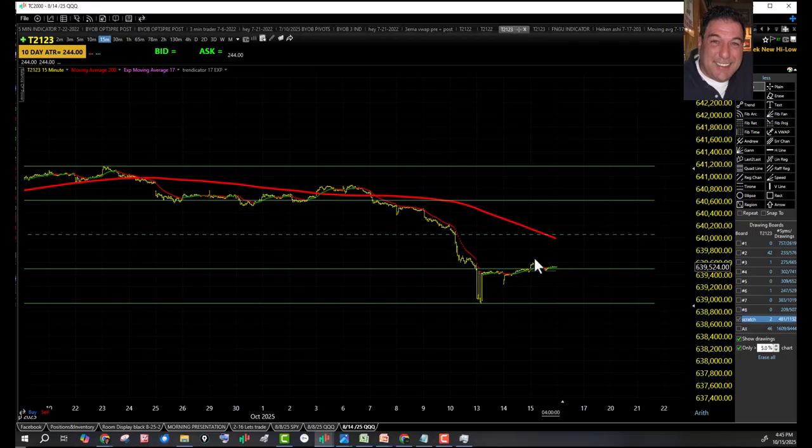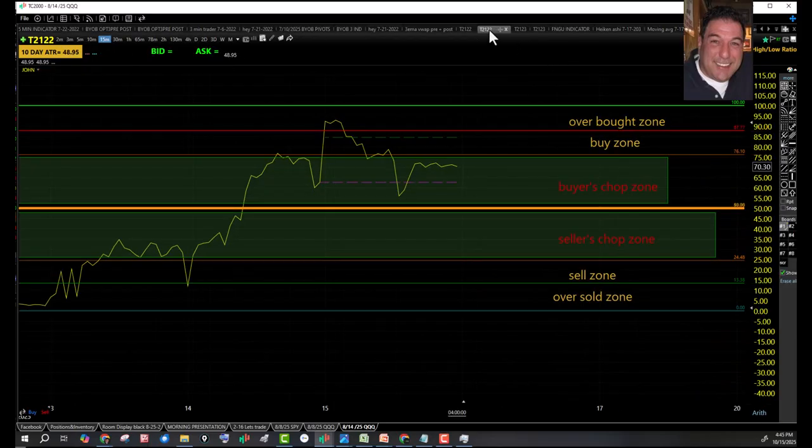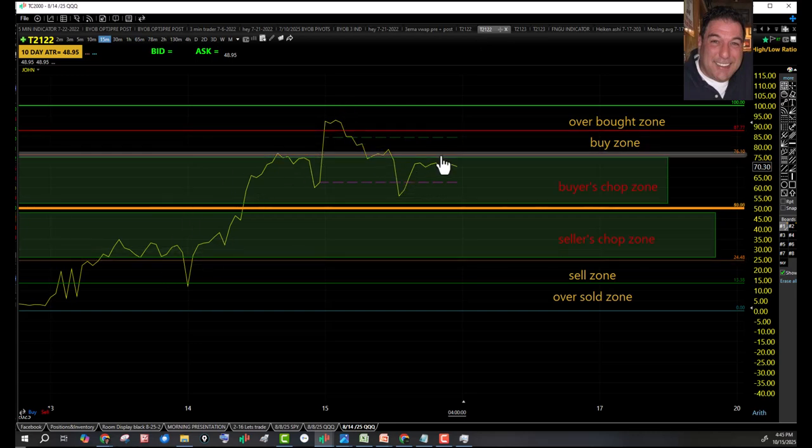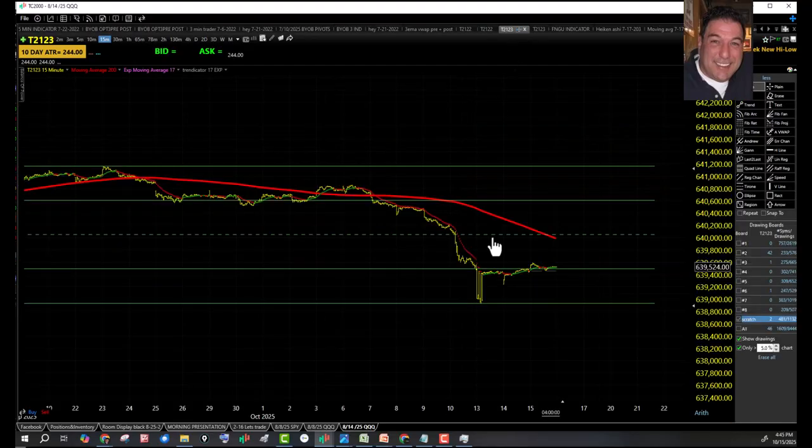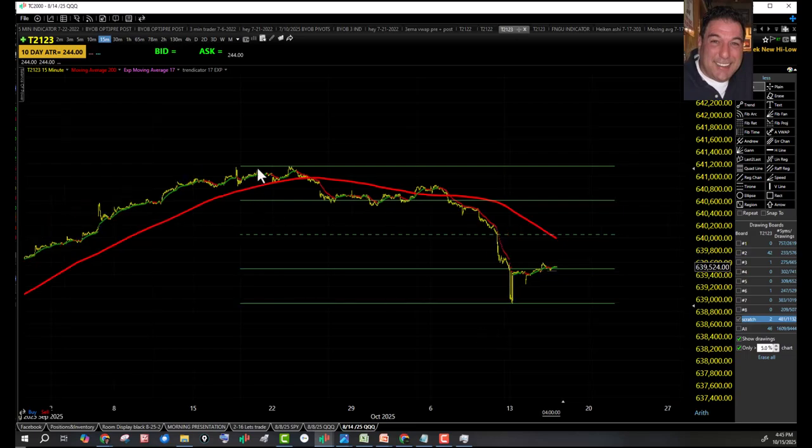This is bearish, okay, but yet we go back to T2122. This is showing you bullishness, right? We're up over the midpoint. We're up here in the buyer's chop zone, in the buy zone, in the overbought zone. That's bullish, all right? But this is bearish. From the high down to the low, we're still stuck in the lower third, okay? So see, that's what I'm saying about the conflicting signals.